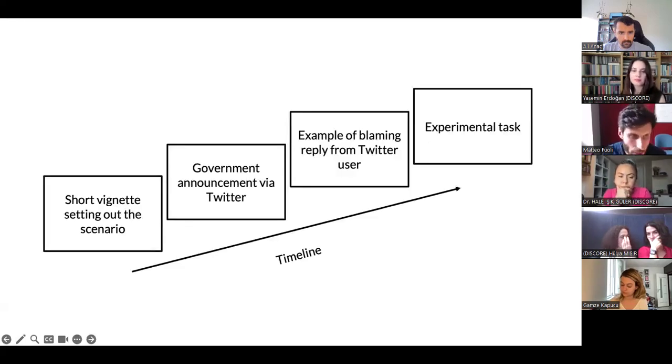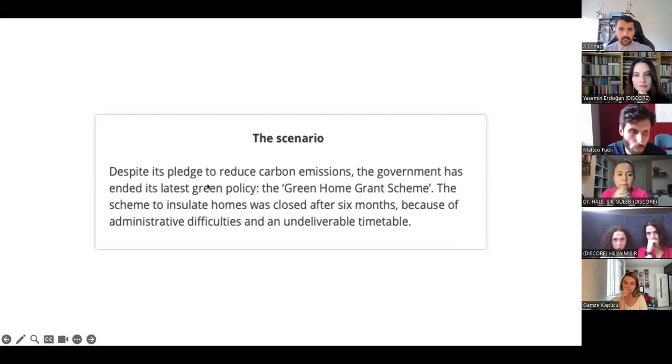So we designed the experiment as follows. Participants were shown a vignette setting out a scenario. Then they saw a government announcement via Twitter, which was followed by an example of blaming language directed at the politician, and then an experimental task where people were asked to rate the level of negativity and retweetability of the tweets. So this is the scenario where the UK government is announcing that they're ditching their greenhouse grant scheme to give people subsidies to insulate their homes. This is based on a real case.